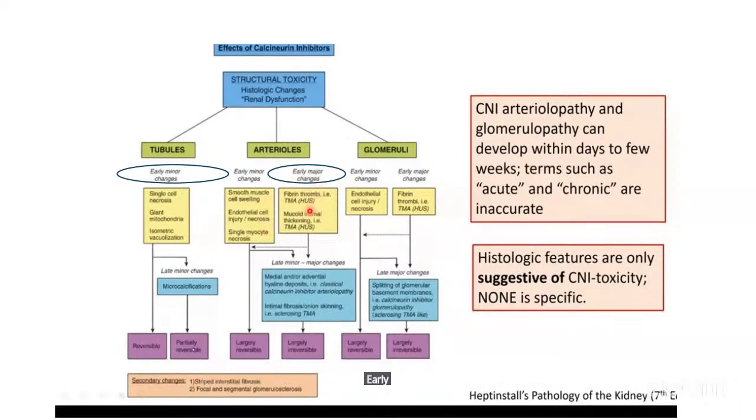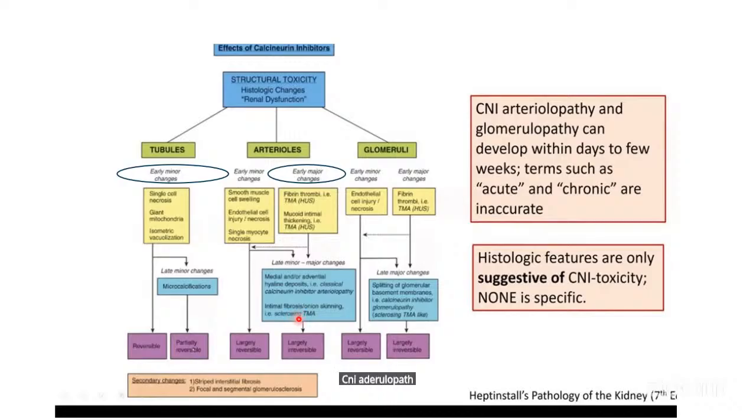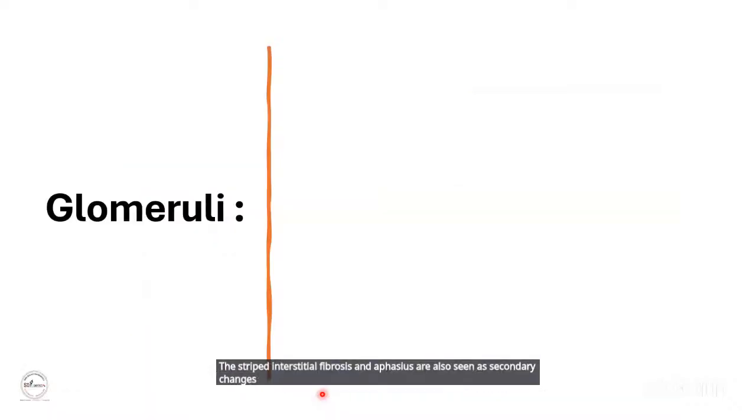Early major changes, TMA, and late major or minor changes like medial or adventitial hyaline deposits, that is characteristic classical CNI arteriolopathy, and intimal fibrosis. The striped interstitial fibrosis and FSGS are also seen as secondary changes. So let's start with the compartment wise.